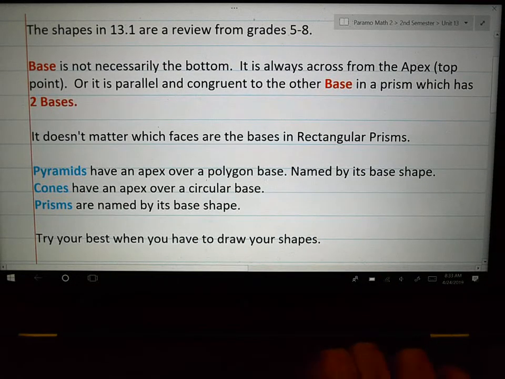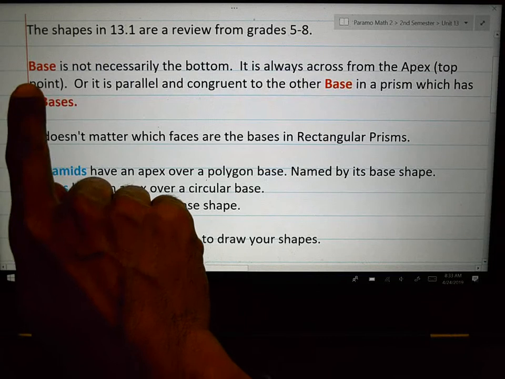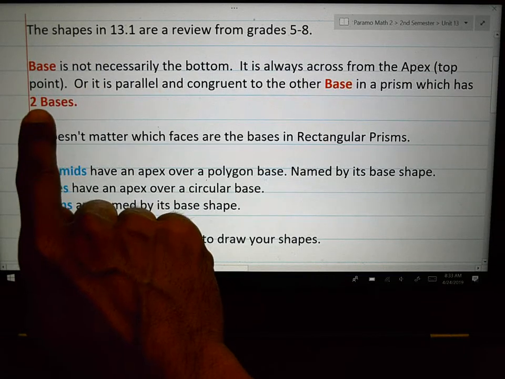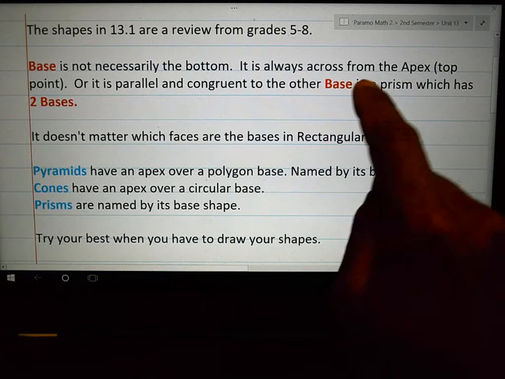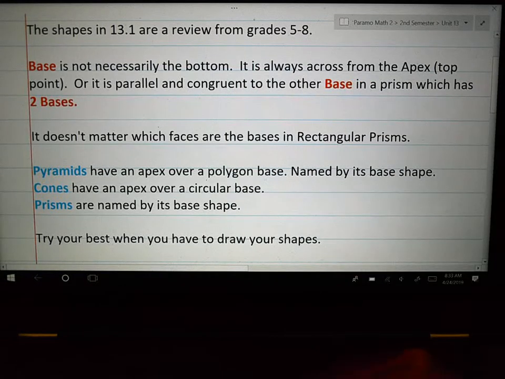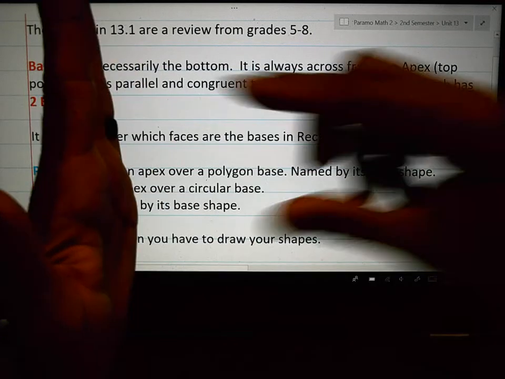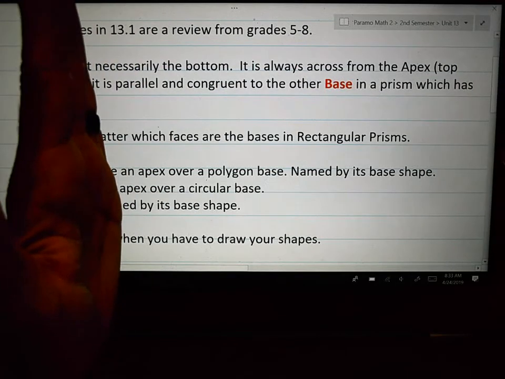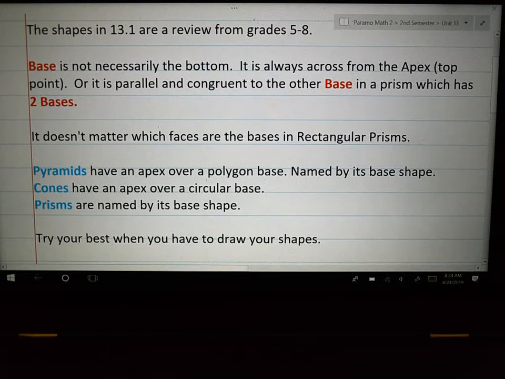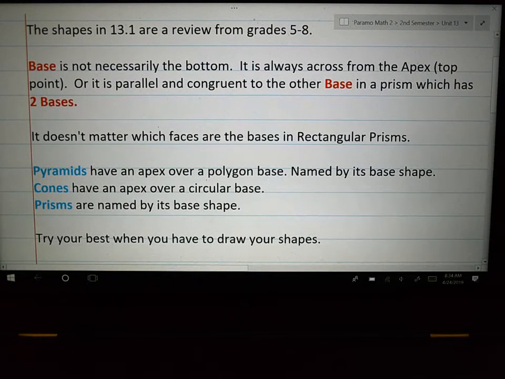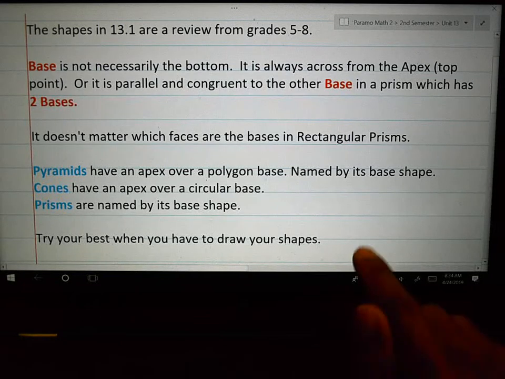Because it was so long ago, I just want to remind you, a base is not necessarily the bottom. The base is the thing that is across from the apex. So if we're talking about a pyramid, the base might be the left side if it's across from the highest point. That's what an apex is. Or it's parallel and congruent to the other base in a prism, which has 2 bases. You'll see that in a little bit.